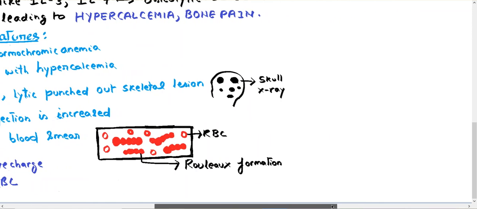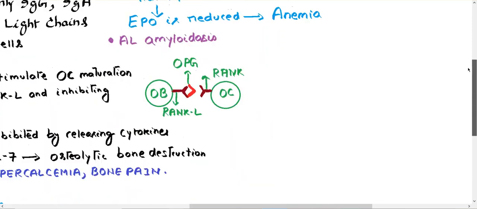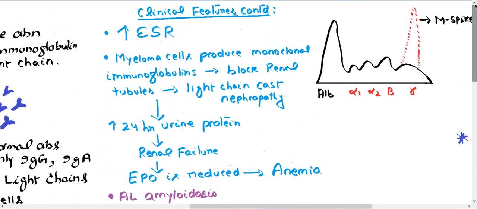And now, since these RBCs are sticking to one another, there is a high chance that the RBCs are settling faster, and that is why the erythrocyte sedimentation rate is increased in multiple myeloma.